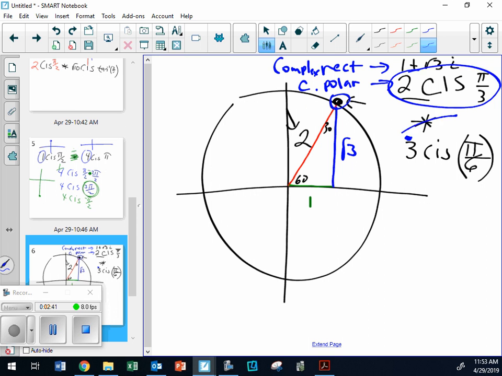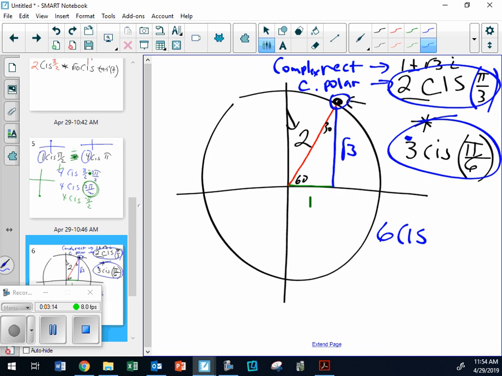2 cis pi over 3. 3 cis pi over 6. Come on, somebody take a shot at it. It's not that complicated. 6, very good. 6, because you multiply the numbers. Cis what? Take a guess on this part now. What do you think we should do with pi over 3 and pi over 6? No, you don't multiply them. It would make a really small, weird number that you would never be able to use logically. Add them. Very good. Multiply and add do kind of go together.